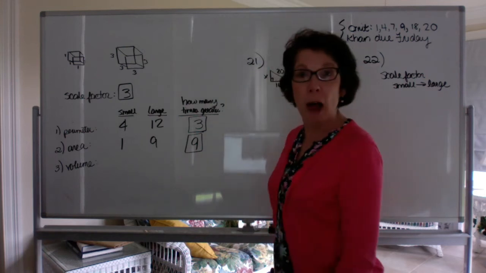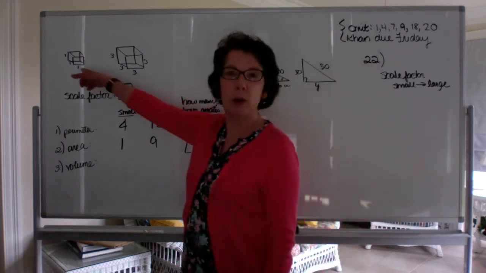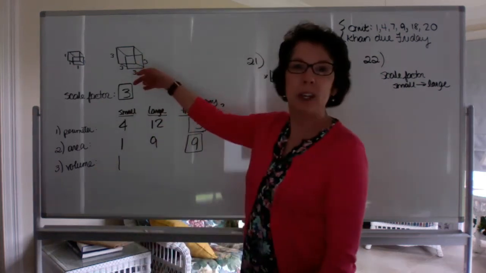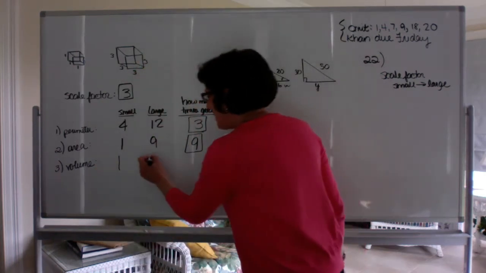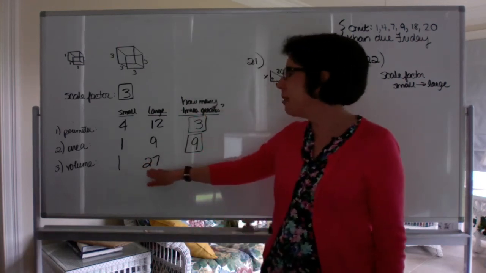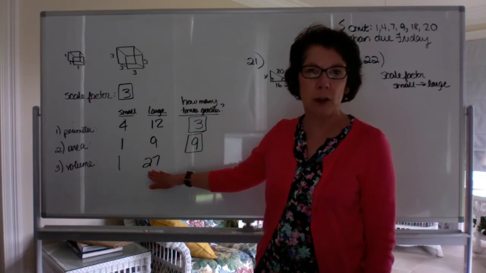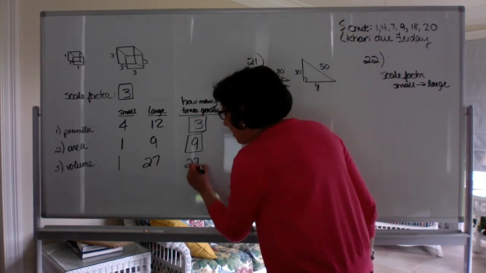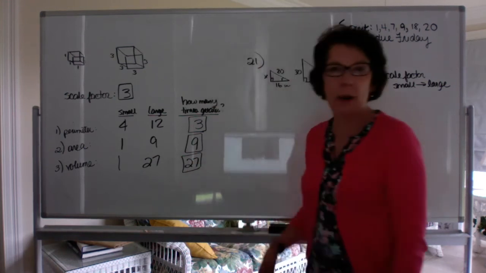Now let's look at the volume. Well, the volume of this cube is 1 times 1 times 1, which is 1. And the volume of this cube is 3 cubed, which is 27. And so, how many times greater is the volume of the larger cube? Well, it goes from 1 to 27. It is 27 times greater.